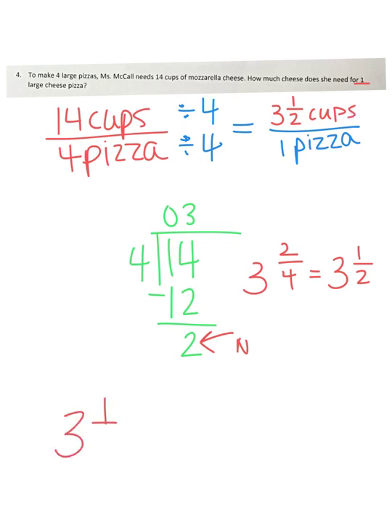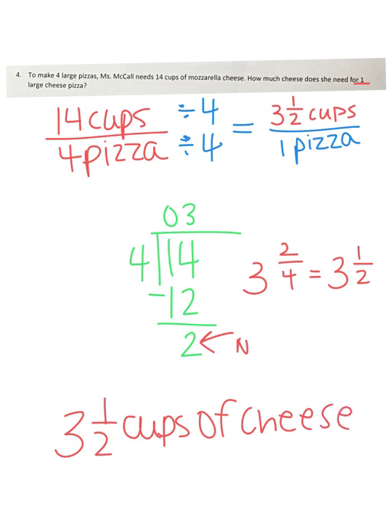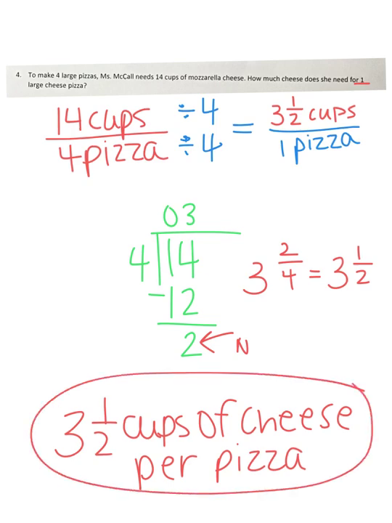So 3 1/2 cups of cheese per pizza. Done. Go ahead and try number 5 on your own, so pause the video and then check back so you can check your work.